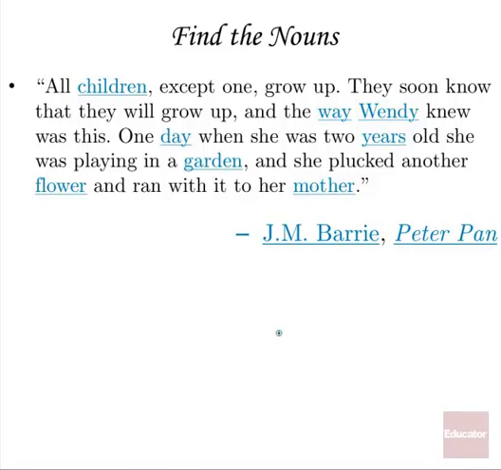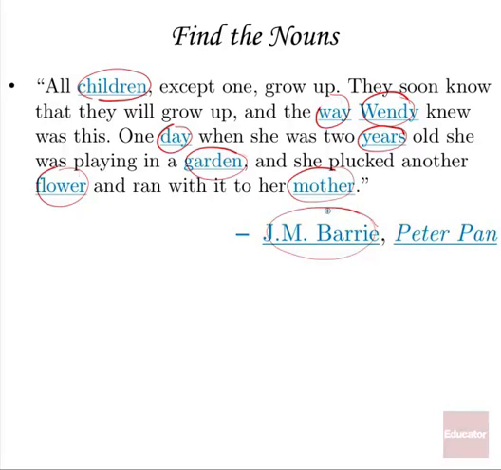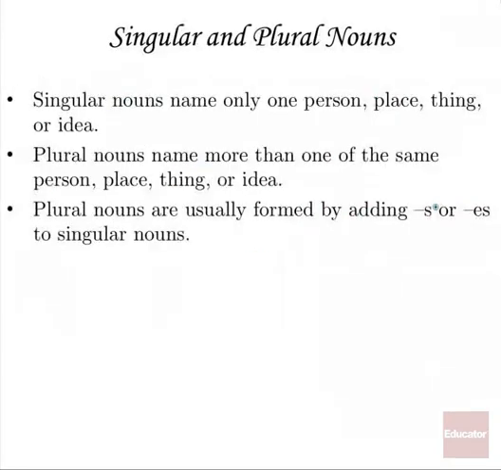And here they are. All children. Okay. Children are, of course, people, except one grow up. They soon know that they will grow up. And the way, which is an idea. Wendy is a person. Knew was this. One day, which is a thing. When she was 2 years old, two things. She was playing in a garden, a thing. And she plucked another flower, a thing, and ran with it to her mother, a person. J.M. Barrie is also a person, and Peter Pan is a fictional character, but in the book, he's a person. So those are nouns as well.